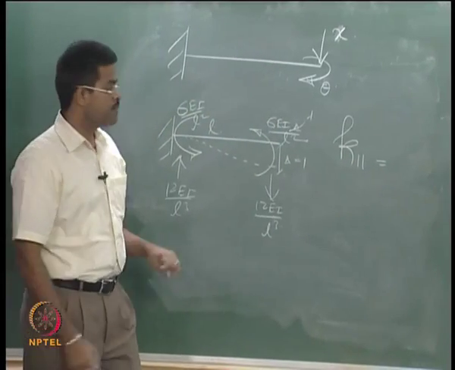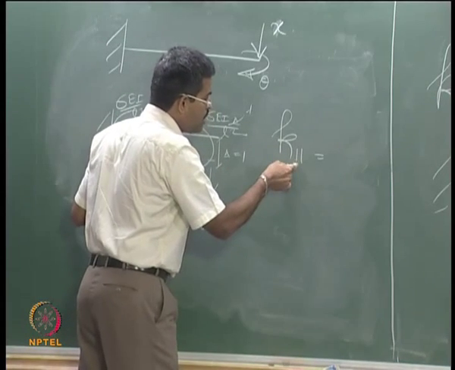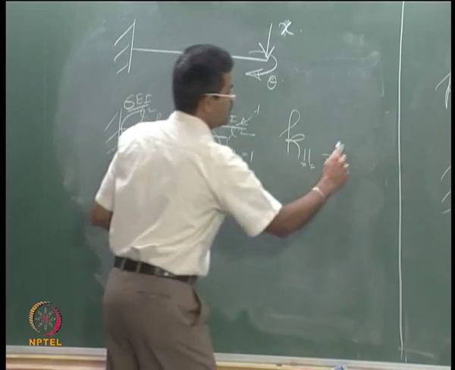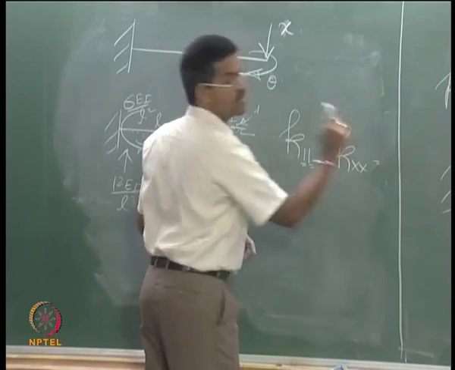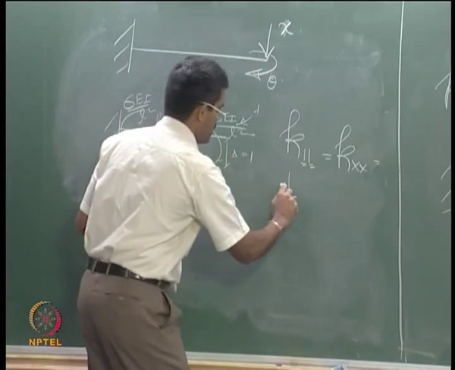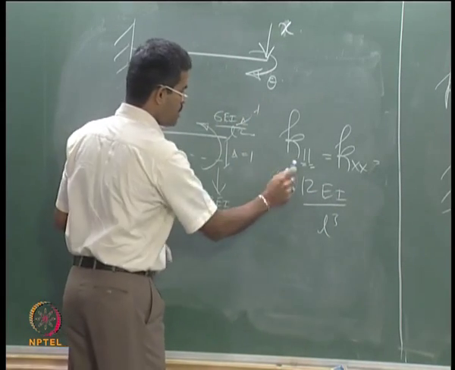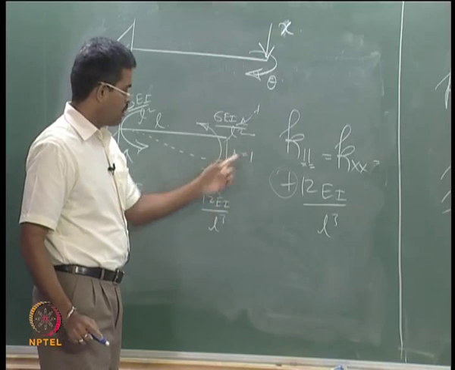Why 11? Force in the first degree because of displacement in the first degree. I can also call this as Kxx, which is plus 12EI/L³. Why plus? The displacement and the force are in the same direction.